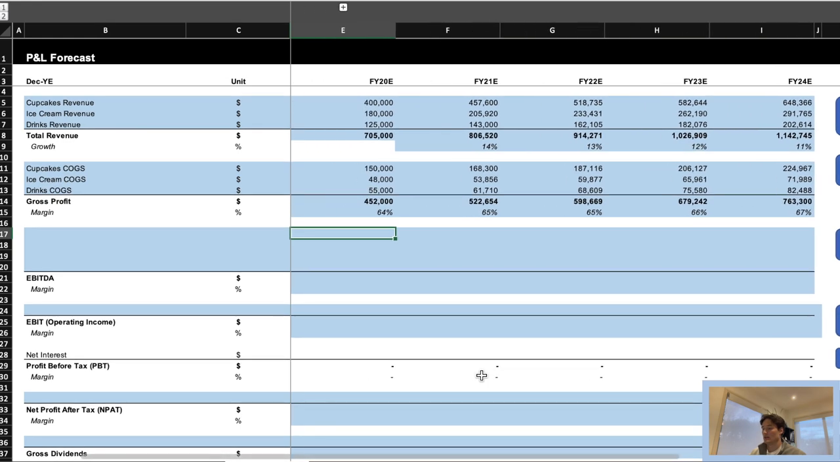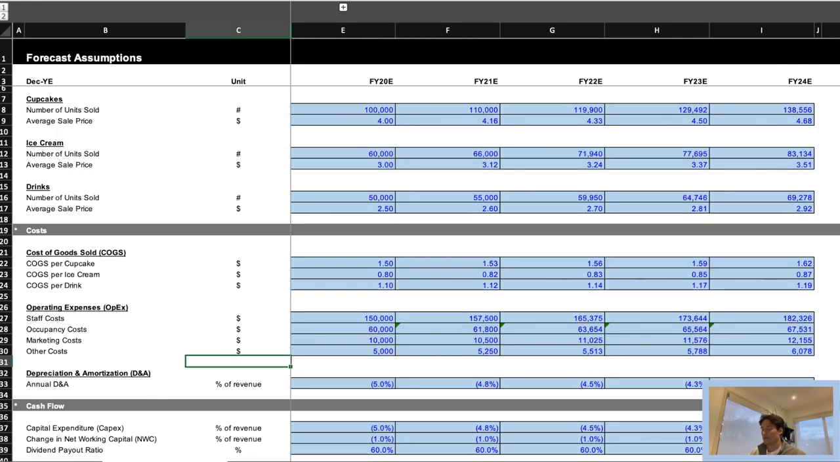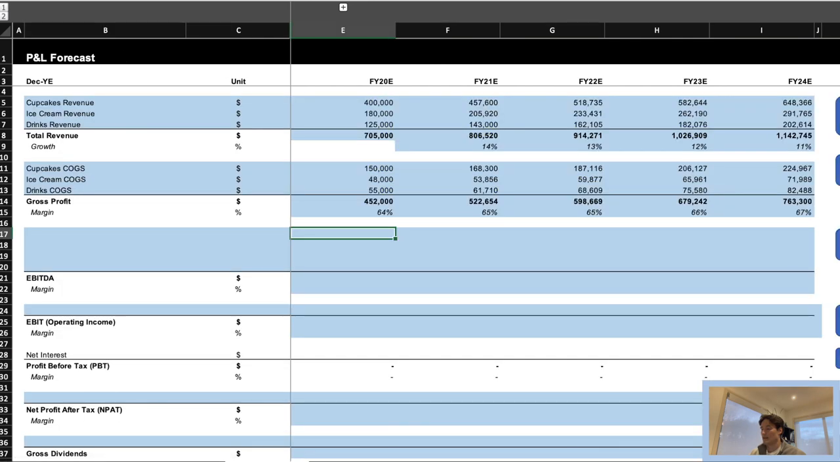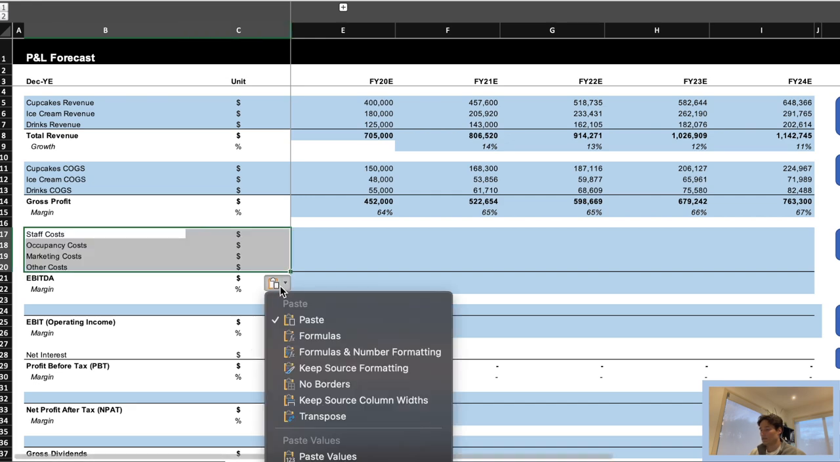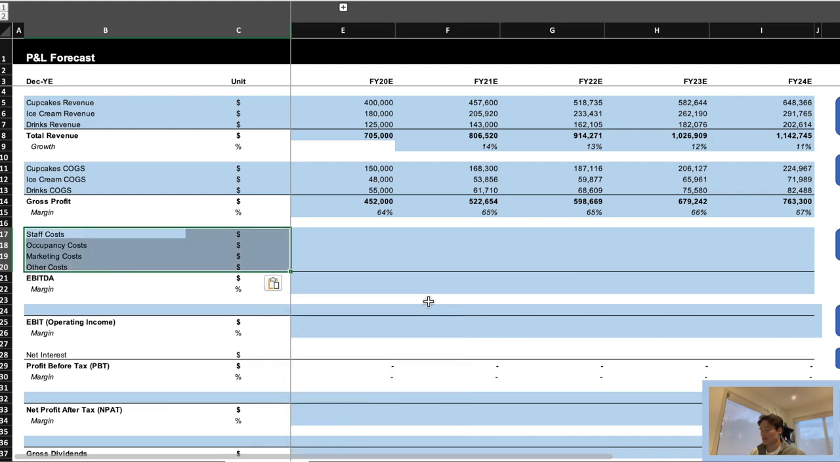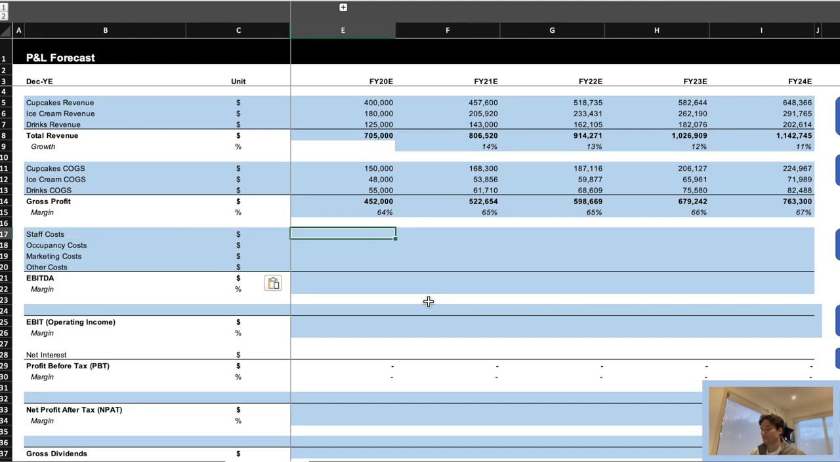So if we just go on this left-hand side, I'm gonna take these names, copy, and we can paste values. Paste, but I want to maintain that blue format. So let's just paste the values. So we maintain our formatting. And then our next step is simply to link the cells.